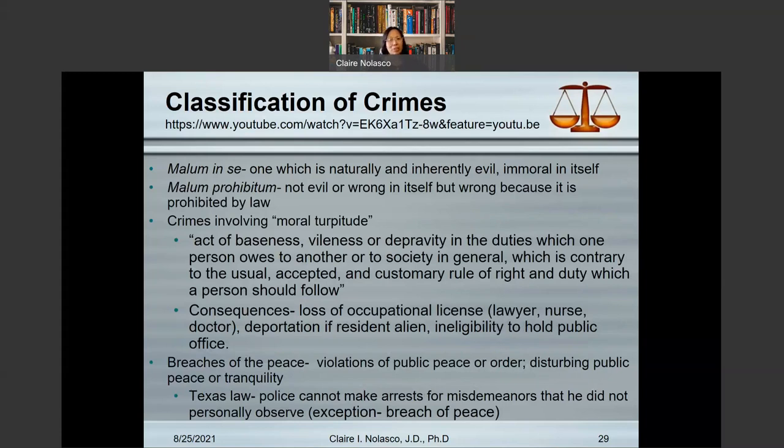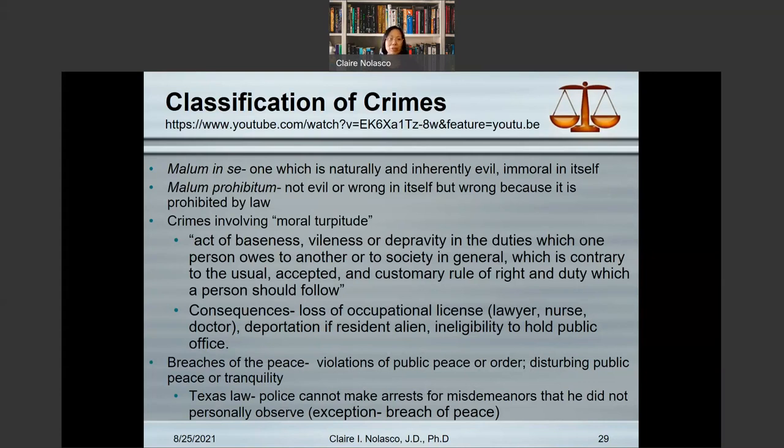Again, other types of classification of crime aside from the felony or misdemeanor would be malum in se and malum prohibitum. So what is malum in se? A malum in se is one which is naturally or inherently evil. So it is immoral in itself. Malum prohibitum is not evil or wrong in itself, but it is wrong because it's prohibited by law.